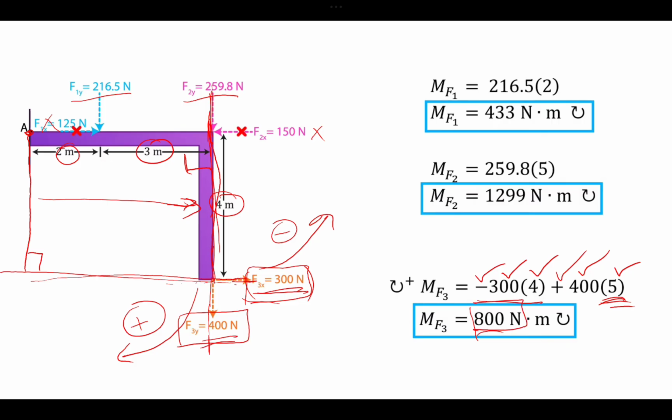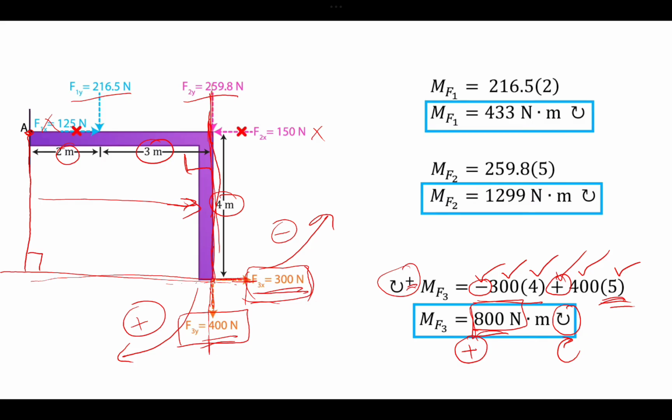It gives us a total moment of 800. You must notice that here we had negative and here we had positive, but the result is 800. That means the combination of these components gives a positive value, so the result is clockwise. You can also see here that we are taking clockwise as positive. It's just a convention that they mentioned.